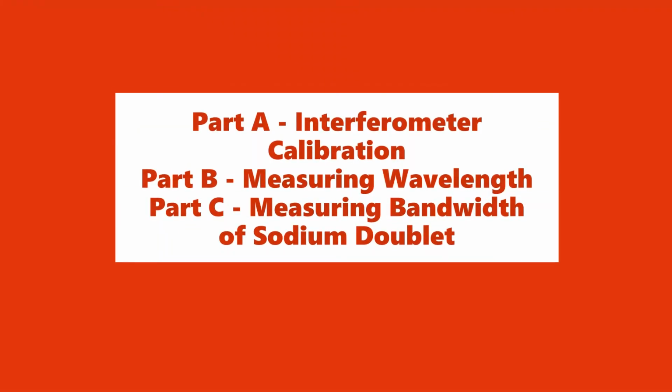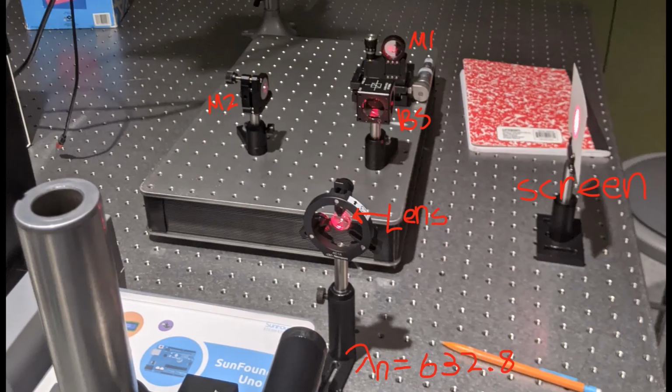Alright, so the three parts we have for this lab are part A, which is calibrating the interferometer, part B, which is finding the wavelength of three different sources, the laser diode, mercury lamp, and a sodium doublet. And then for part C, we're going to be finding the bandwidth of the sodium doublet. Because it has two distinct wavelengths, we'll be able to find the width of these two wavelengths.